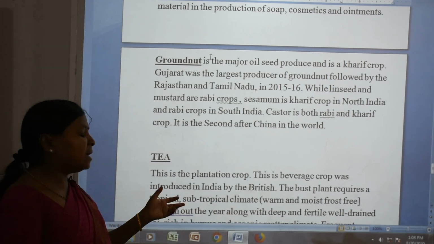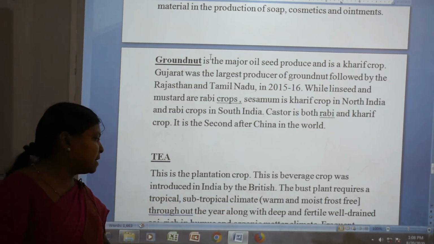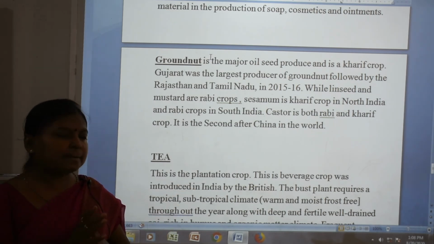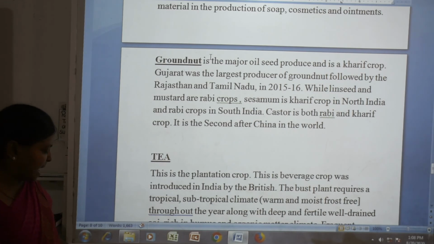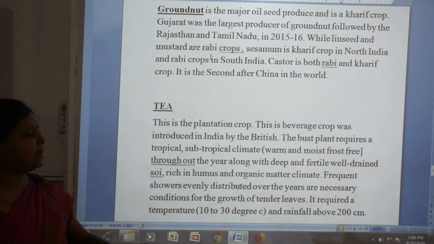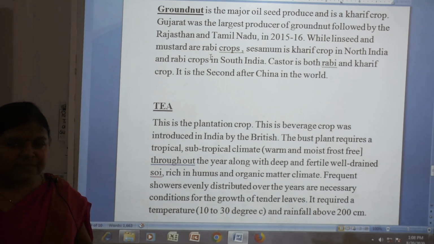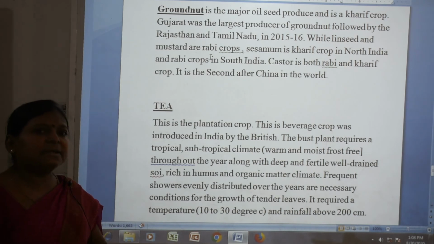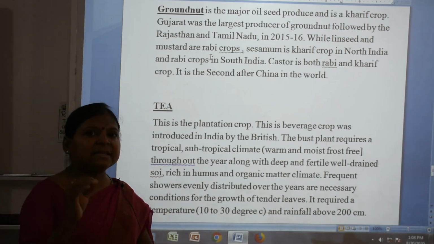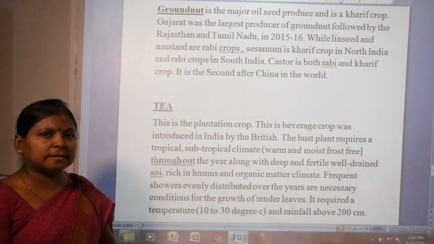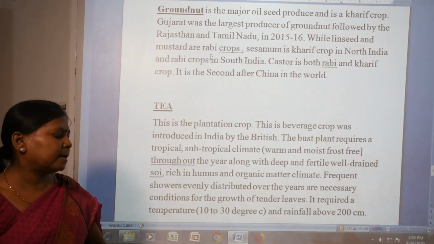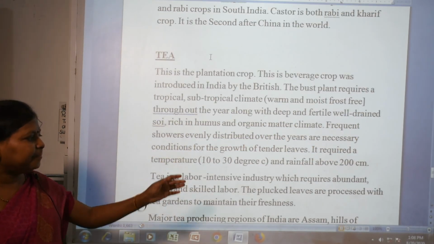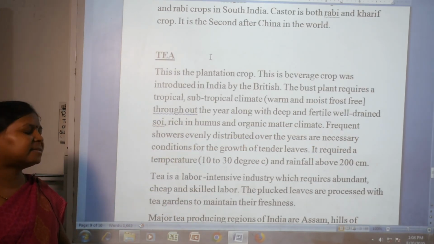The tea plant requires a tropical, subtropical climate. It needs a warm and moist, frost-free place throughout the year. Along with it, it needs deep and fertile, well-drained soil, which is rich in humus and organic matter. Frequent showers evenly distributed over the year are necessary conditions for the growth of tender leaves. It requires a temperature of about 10 to 30 degrees and rainfall above 200 centimeters.